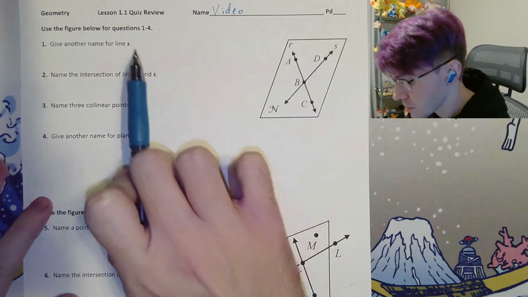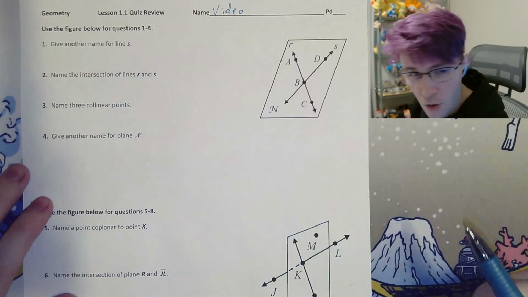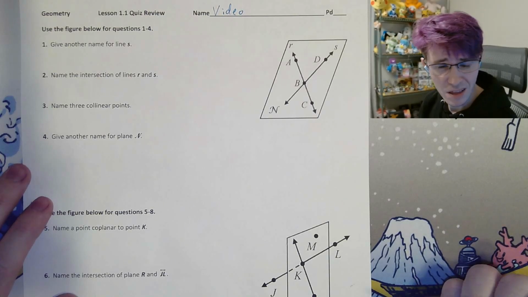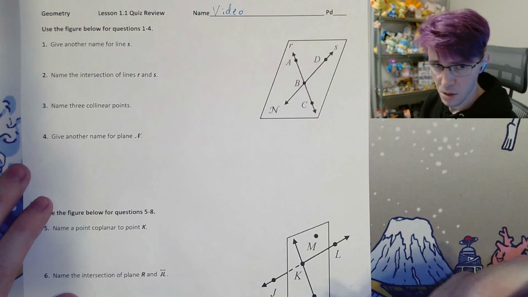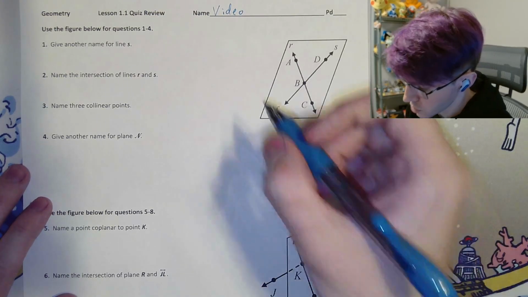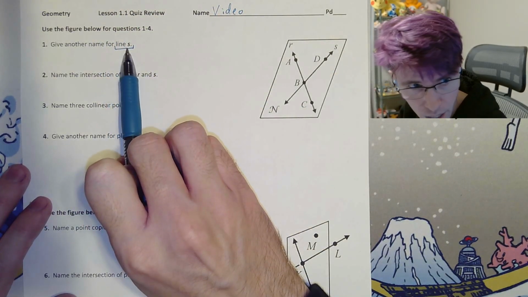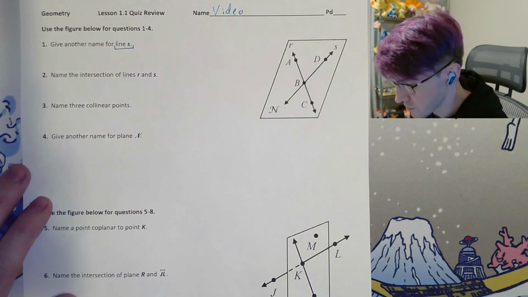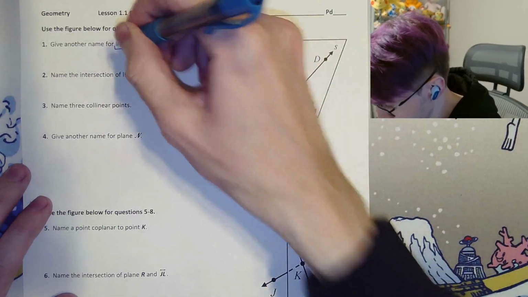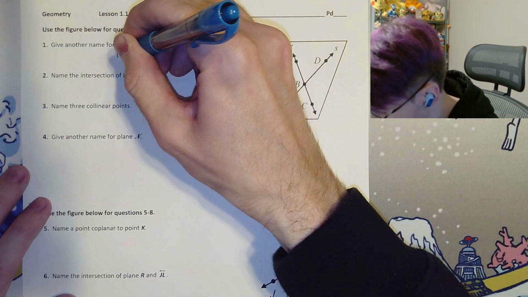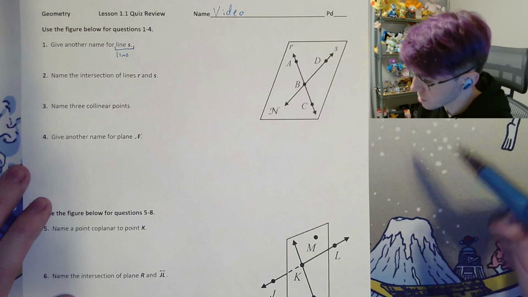So give another name for line S. One of the big things we want to know about naming lines is that you can only name them in a couple of different ways. The first one, they actually already gave it to you, where you have the word line and then the lowercase letter, but you're also allowed to have two other ones. You could also instead say line and then two different letters. So let's go ahead and look at the letters.